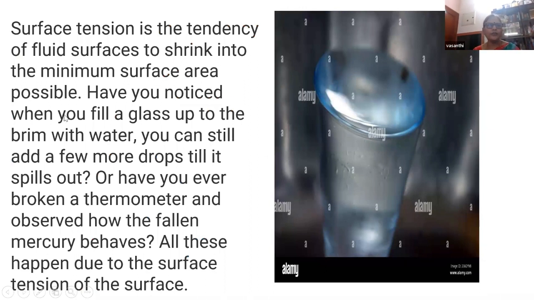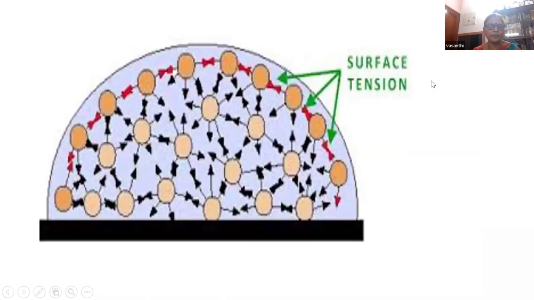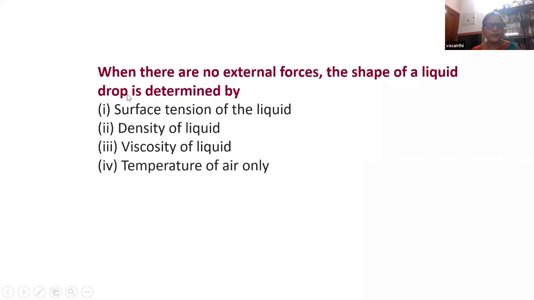So you must have noticed when you fill a glass up to the brim with water, you can still add a few more drops. Or have you ever broken a thermometer and observed that the mercury droplet is spherical? So now the free surface of a liquid behaves like a stretched membrane. It's a surface tension force because of the cohesive force, the intermolecular force of attraction. It behaves as if the surface is stretched.